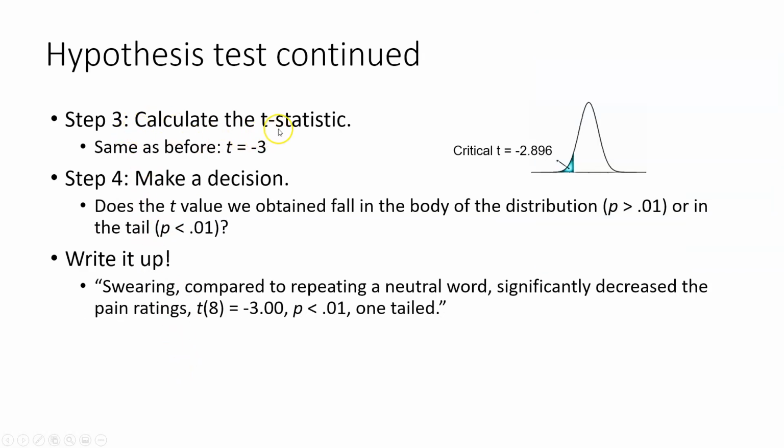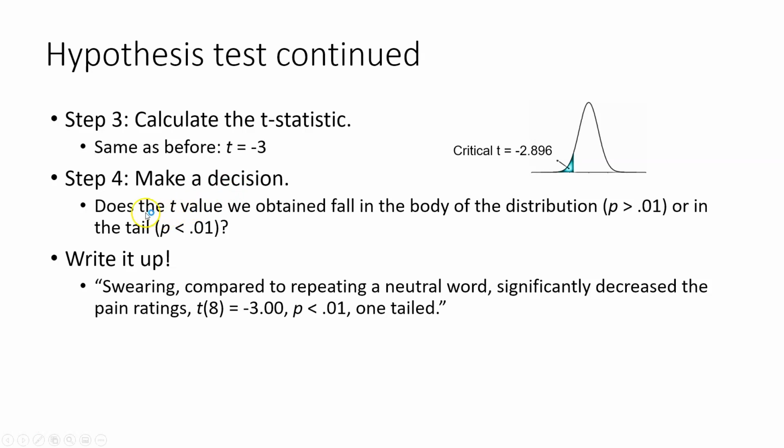Step 3 is to calculate the t statistic. We've already done this. It's the same as before, so our t was -3. We plot that in the critical region. Remember, our critical t was 2.896, so that's the boundary right there, and -3 falls within the critical region, somewhere around there. We have to make a decision. Do we reject the null or fail to reject it?